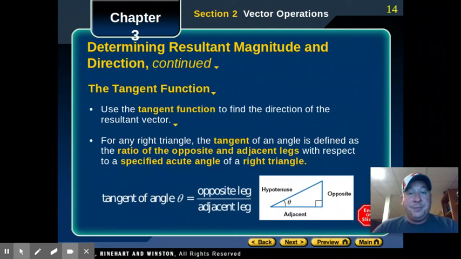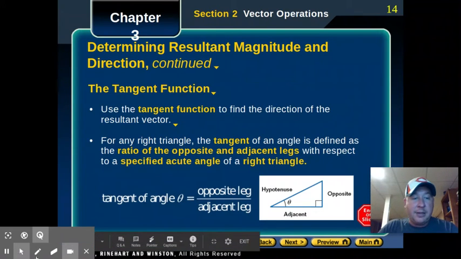Next is the tangent function, okay? You're going to use the tangent function to find the direction of the resultant vector. For any right triangle, the tangent function of the angle is defined as the ratio of the opposite and adjacent legs with respect to a specified acute angle of a right triangle. Anyway, here's the next formula you can write down there. Tangent of angle theta. Don't forget that.